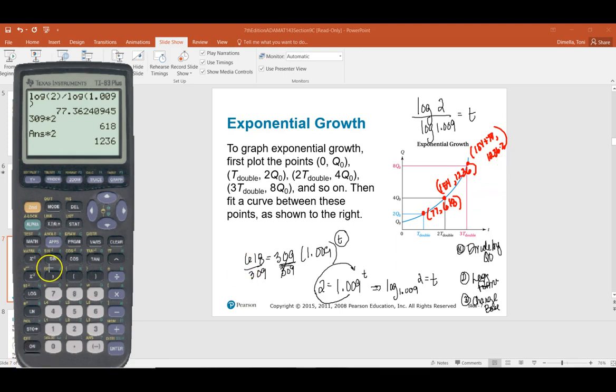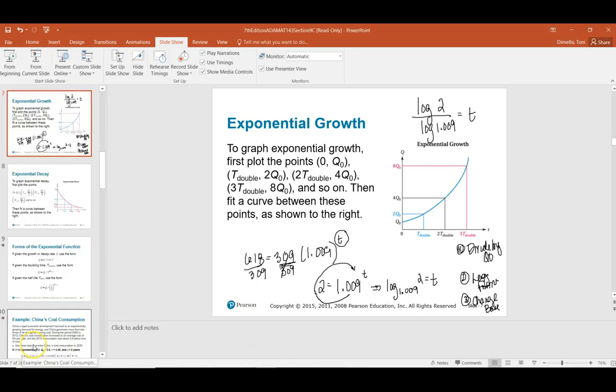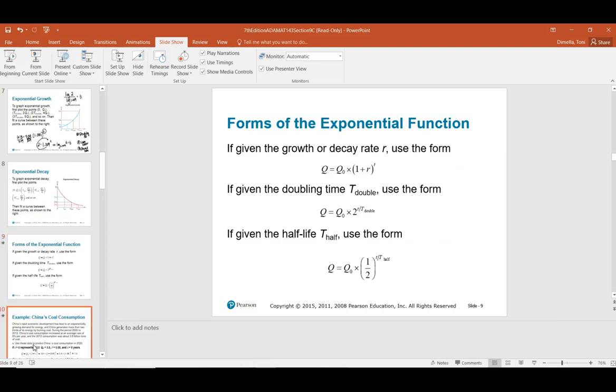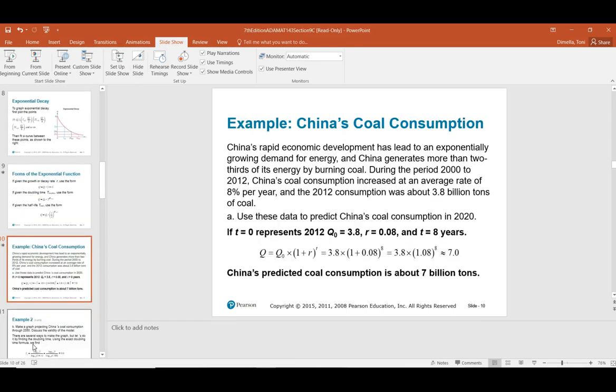Let's look at another example. I'm going to skip these 2 slides, and let's look at China's coal consumption. So China, between the period of 2000 and 2012, had an average rate of 8% per year that is increasing. If in 2012 it was about 3.8 billion tons of coal, that's a lot of coal, what will happen in the year 2020, assuming that they stay at that same 8% rate?